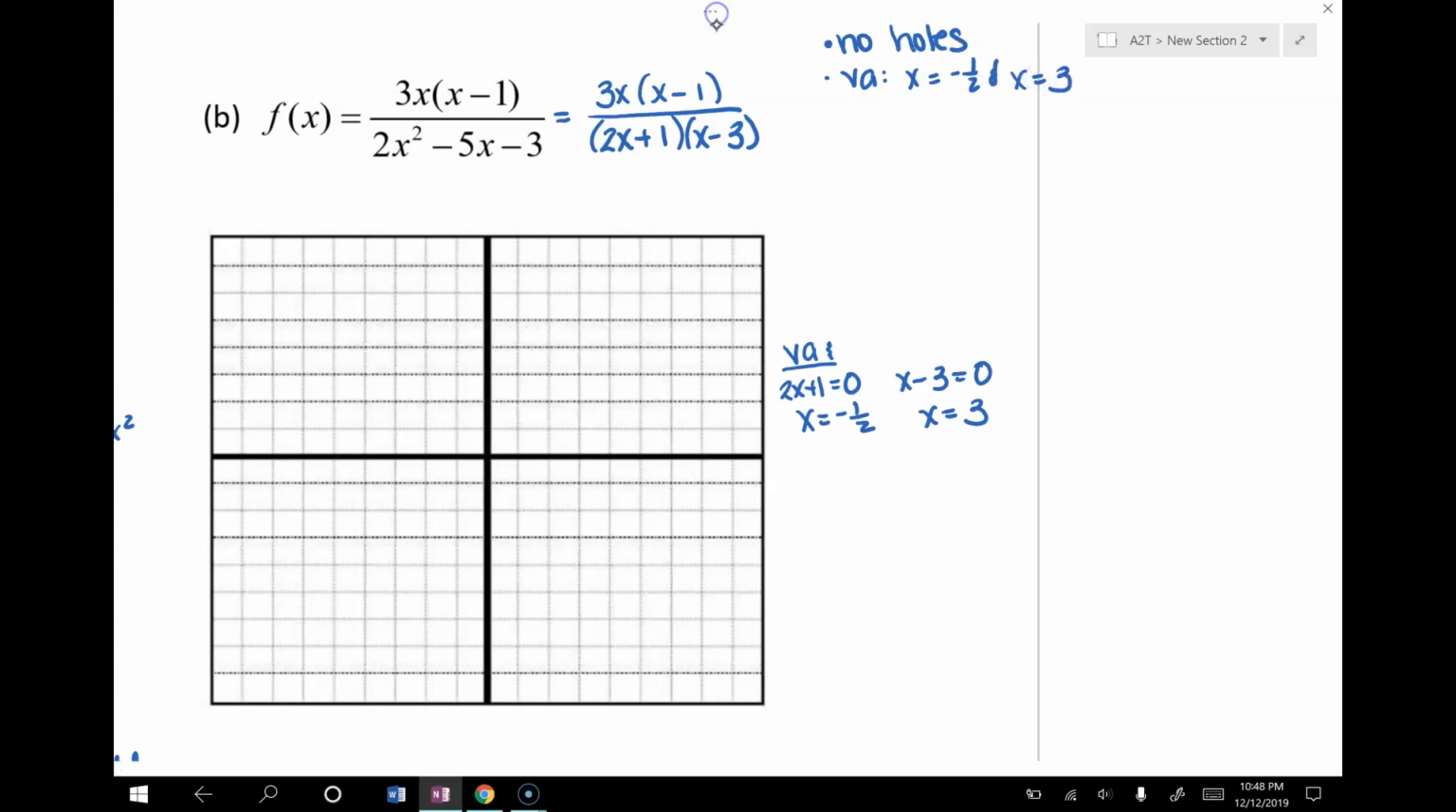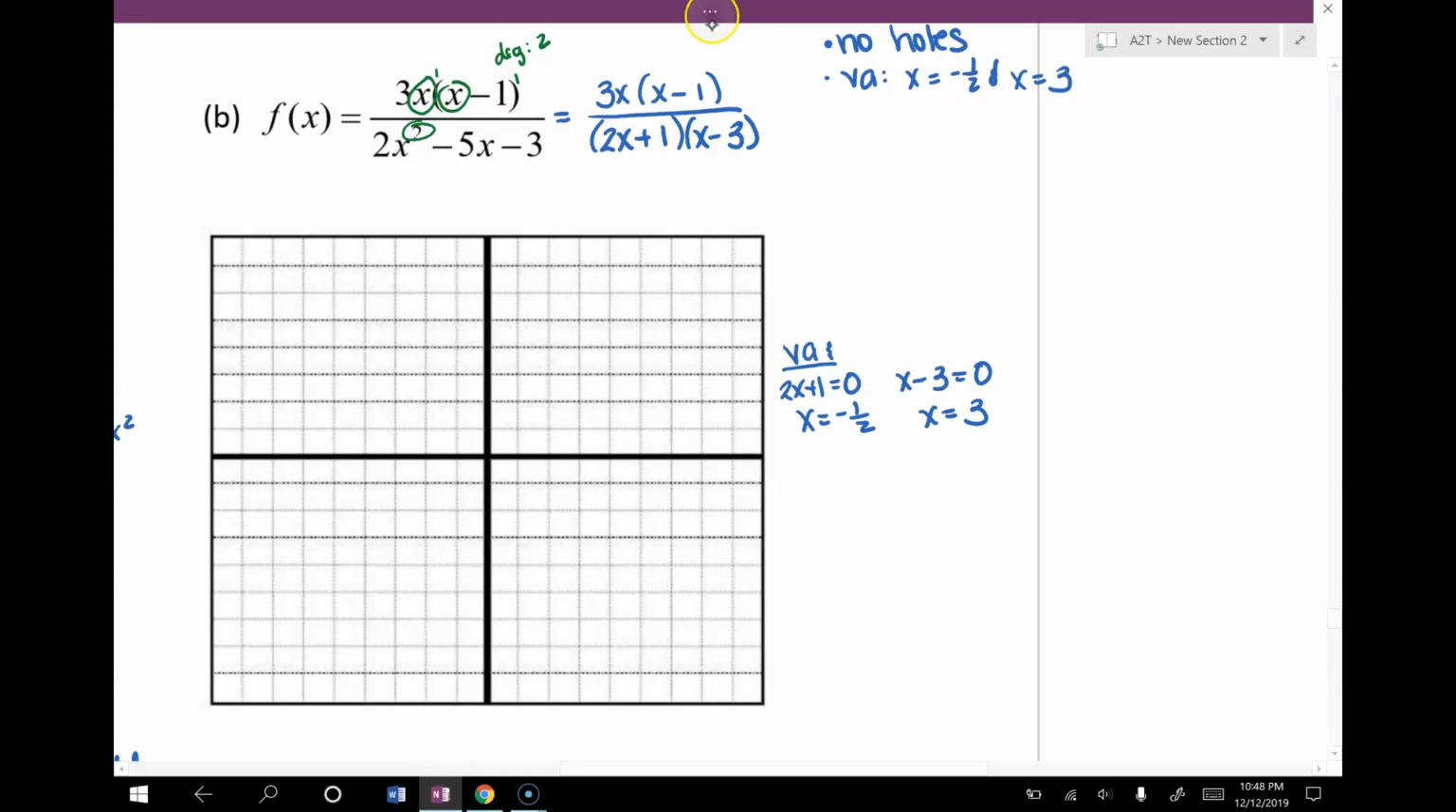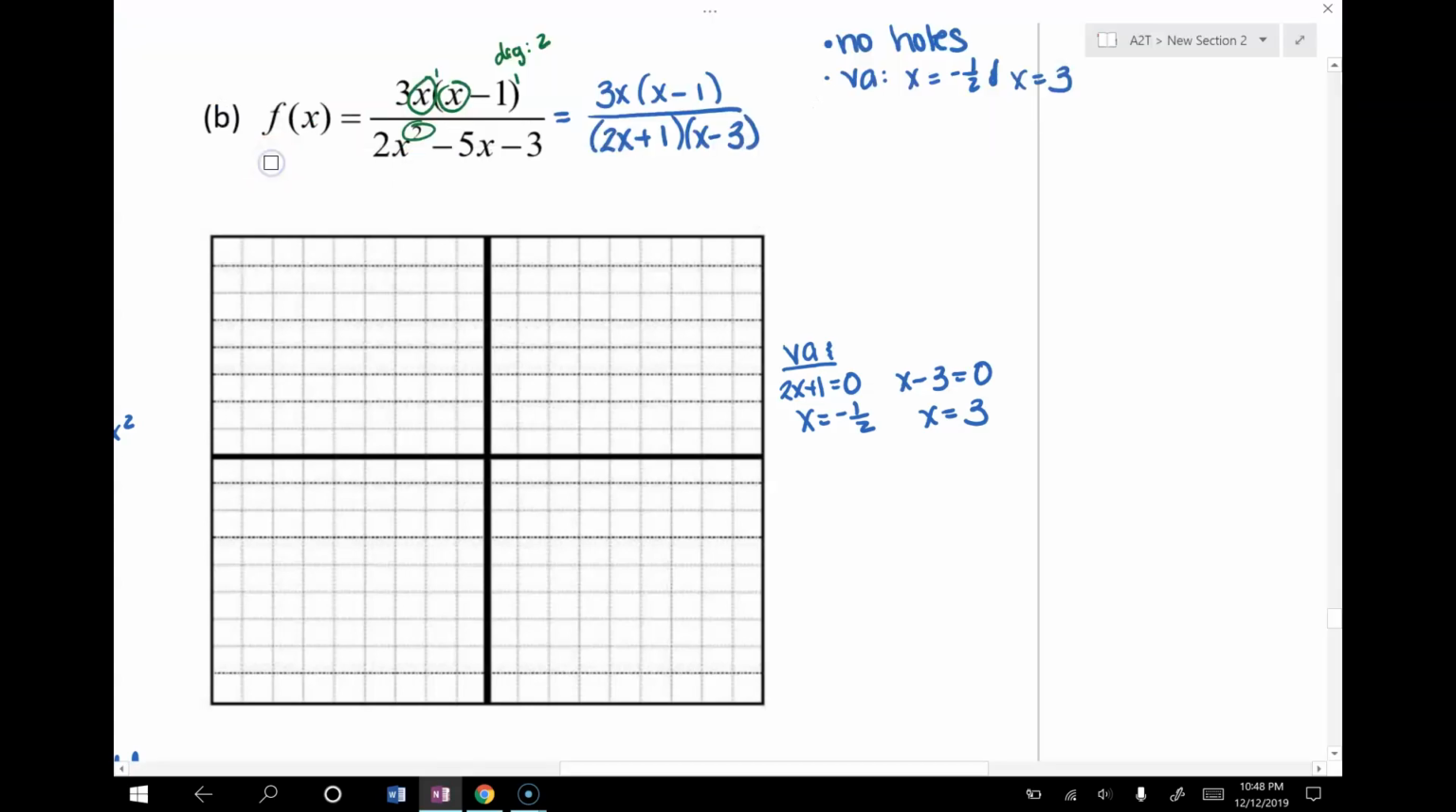For the horizontal asymptotes, we have to look at the degree of the numerator. Okay, well, I have 2 x's, and this has an exponent of 1, as does this. So the degree of the numerator is 2. The degree of the denominator is also 2, and this one's in standard form, so it's really easy for us to see that they are exactly the same. Okay, let me erase this so we can get to the next part.